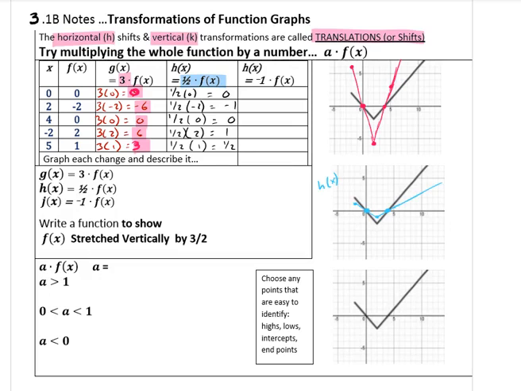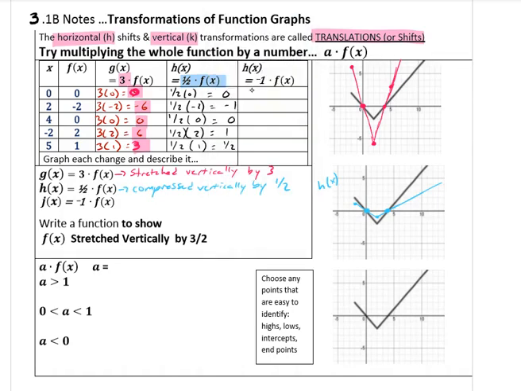So when it's g of x, this means it was stretched vertically by 3, meaning by a factor of 3. The next one was compressed vertically by a factor of 1/2. Now let's look at the last one.